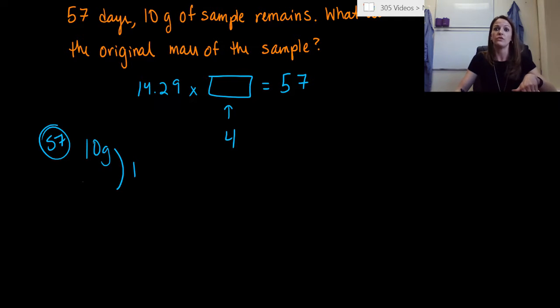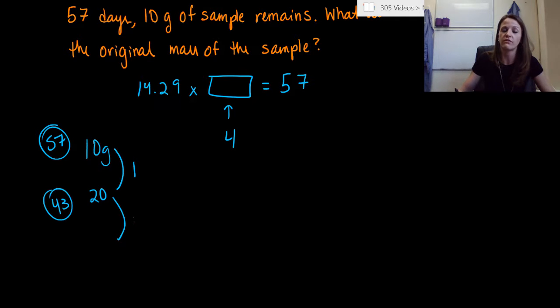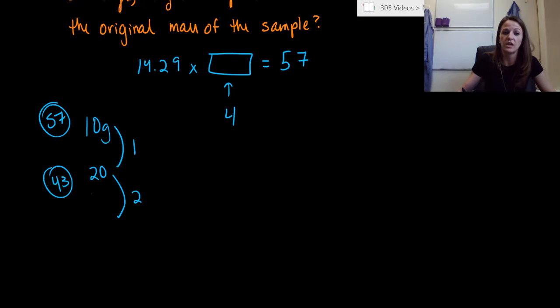But now we have to do 57 minus 14, which gives me 43 on day 43. We're actually at double that, so 20 grams, and so on and so forth. So that's our first half-life. We have to do this 4 different times. So 20 times 2 is going to give me 40. That's our first half-life. Second half-life.